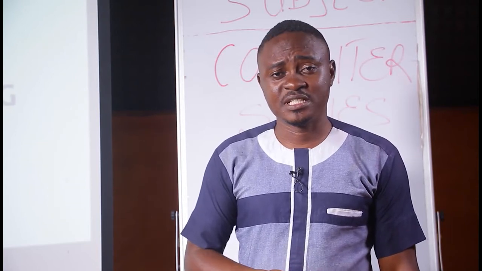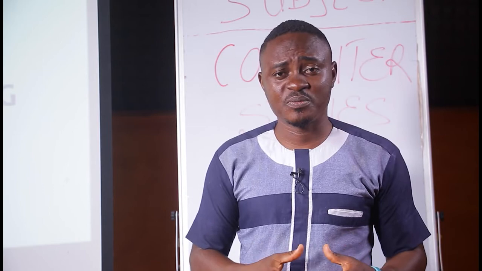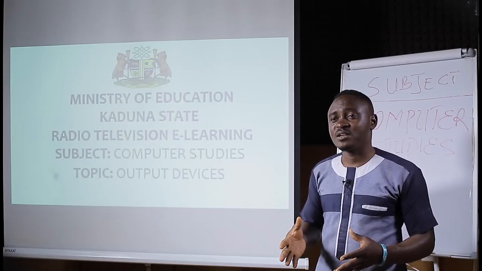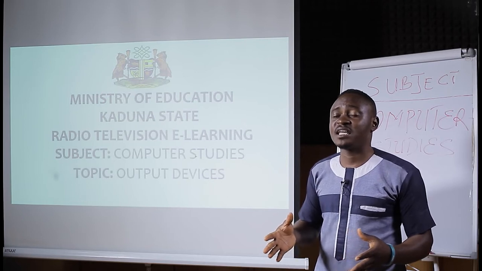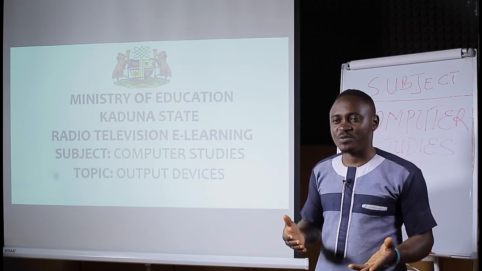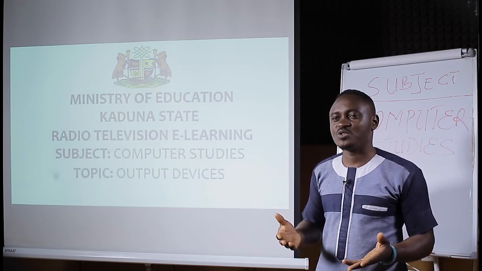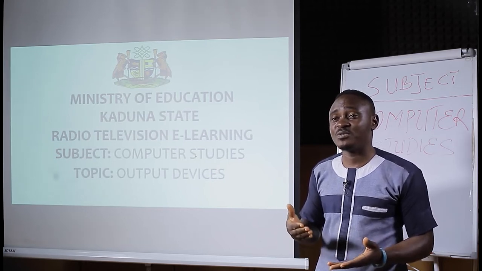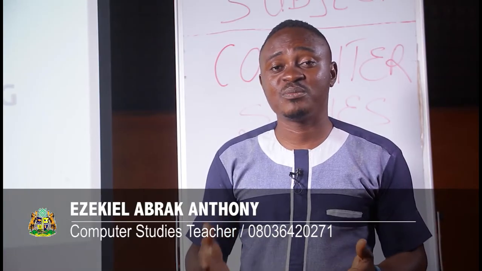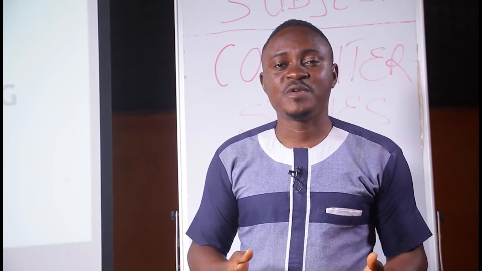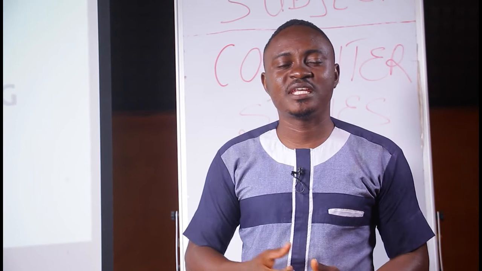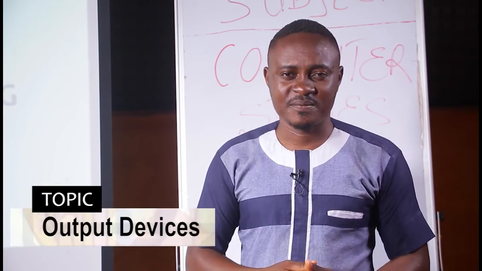We worked on the general overview of the computer and gradually, we went to the components of the computer, which are basically hardwares and softwares. And we saw hardwares and softwares, and now we came into devices. Under hardwares, we are considering devices which we have with the input and the output device. We saw the input devices, and today we'll be considering the output devices.